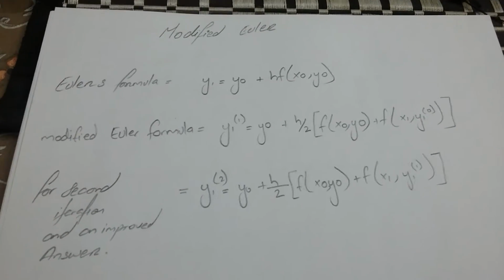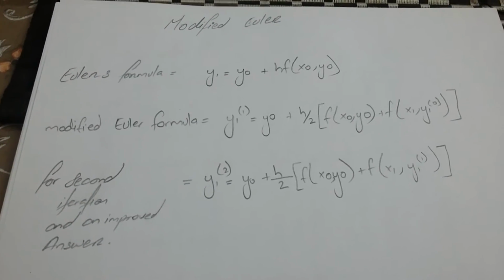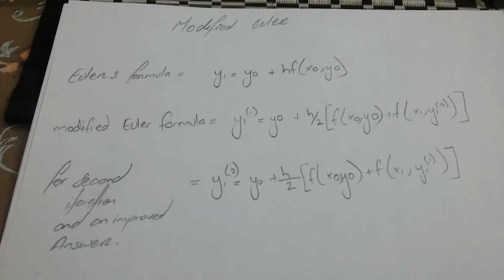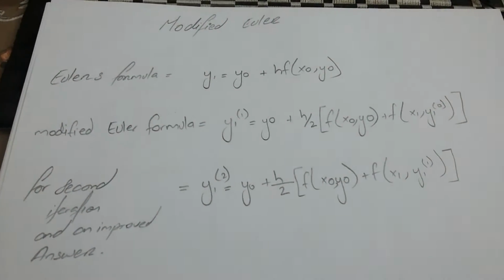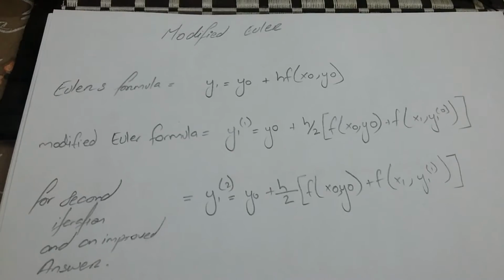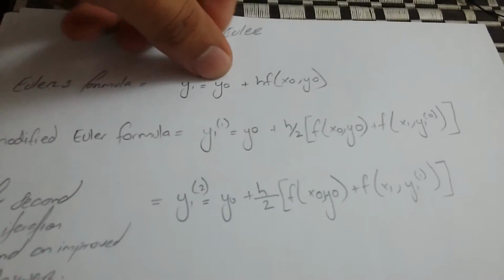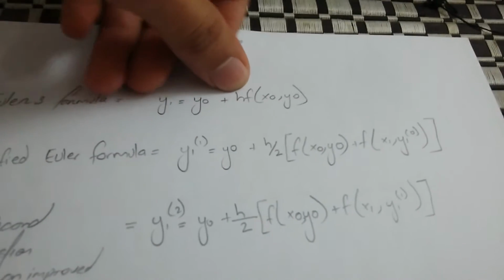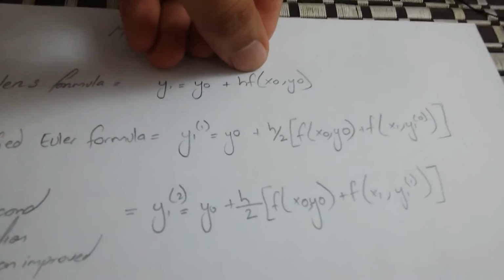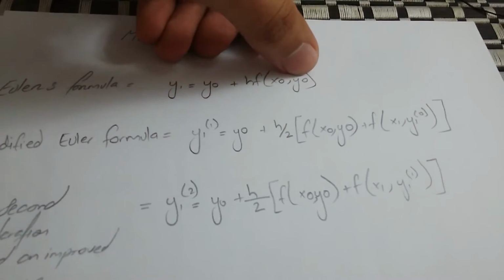First, we need to look at Euler's formula. This helps us to get numerical solutions of ordinary differential equations. Euler's formula is as follows: y1 is equal to y0 plus h, which is the step size, into the function of x0 and y0.